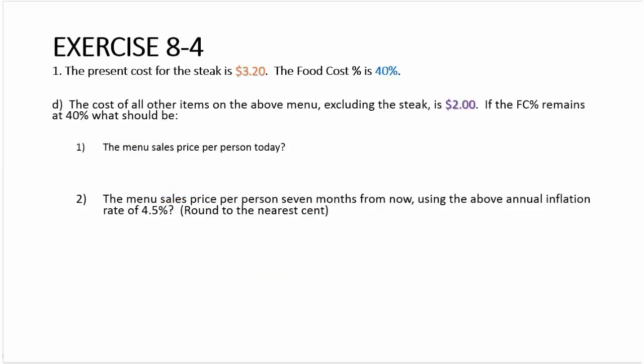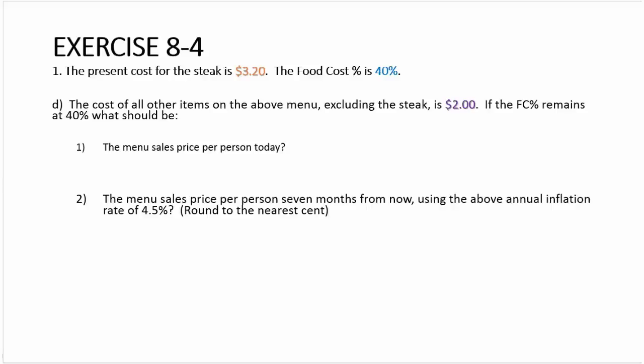Continuing on, and still with the same question, we still have a present day cost of $3.20 for the steak and a food cost percent of 40%. They're telling us now that the cost of all the other items in that menu we looked at, except for the steak, because we know the steak costs $3.20, is $2. If the food cost percent remains at 40%, what should the sales price be for this particular menu?